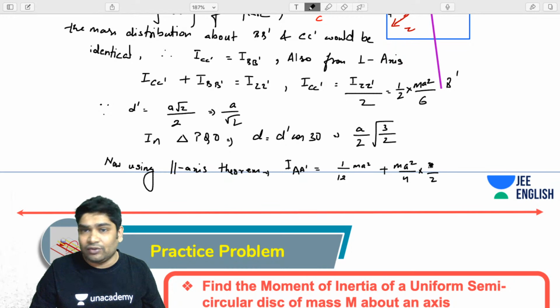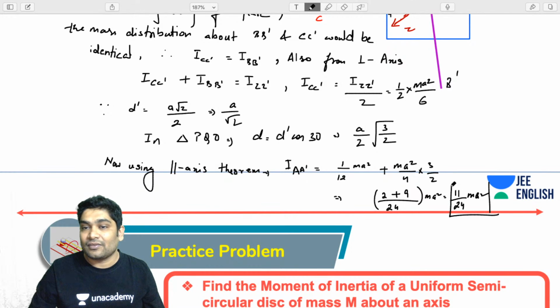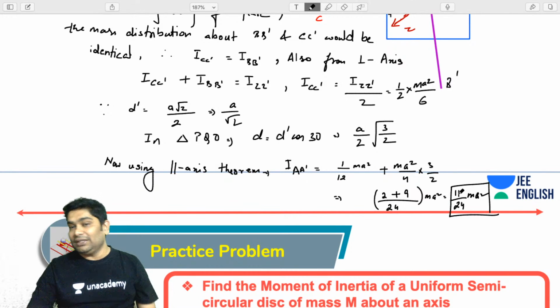So what is the LCM? 24. Right, so you take 24 as the LCM. If you take 24 as the LCM, you have 2 here plus 8 you had here. So 3 into 3, you have 9 times ma square. So this is the correct answer. It is 11 by 24 ma square. That is your answer. Okay, so now remember this for the next time.